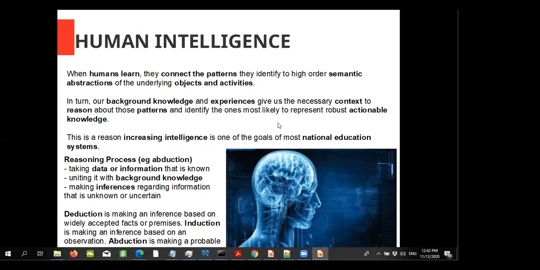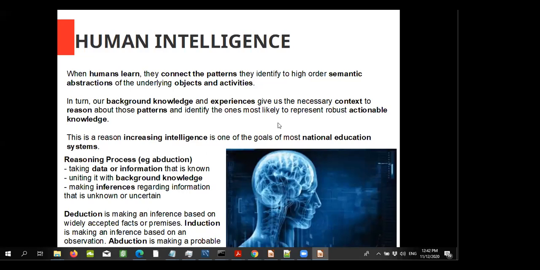Okay, so in humans, we have three types of reasoning: deductive reasoning, inductive reasoning, and abductive reasoning. Deductive reasoning is when we make inference based on accepted facts or premises. This is where we make deductions based on the common sense knowledge that we have. So that means we have knowledge stored somewhere. Key, we need to understand this concept. Knowledge needs to be stored so that we can use it to make deductions later. So that's deductive reasoning.